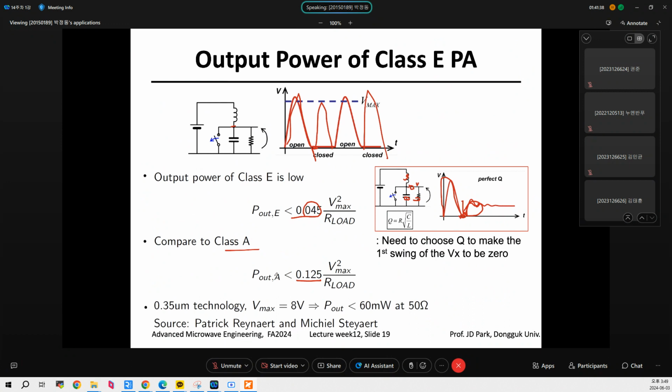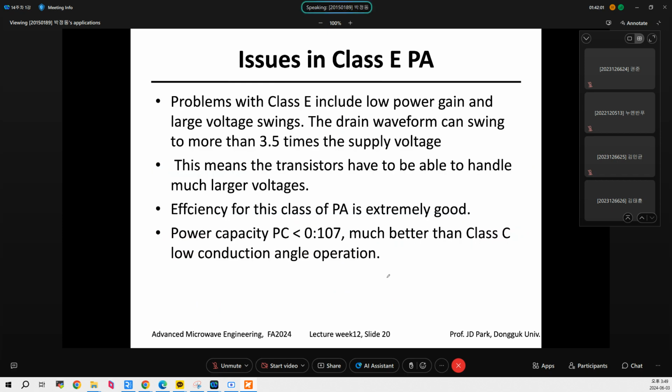The main problem of this class E amplifier is this low power handling capability. For example, if Vmax is 8 volt, at 50 ohm, the output is only less than 60 milliwatt, which means you need to use a large transformation ratio. So here are issues in class E amplifier. The problems include low power gain. Actually, the power gain is a weird concept for a switching amplifier, but anyway, it has a low power gain because the swing itself is small.